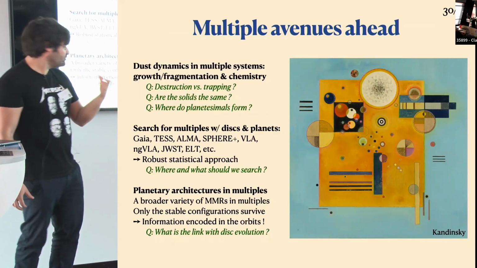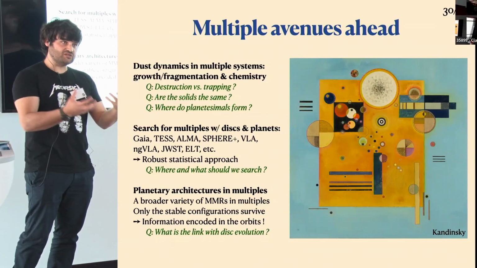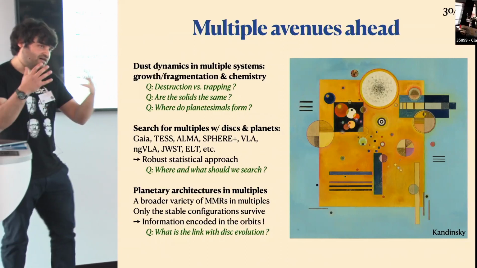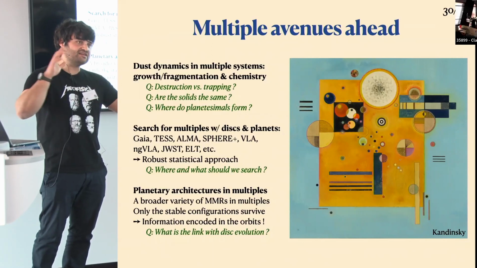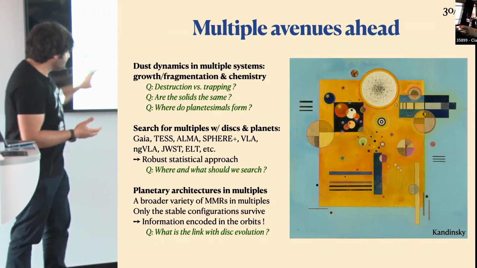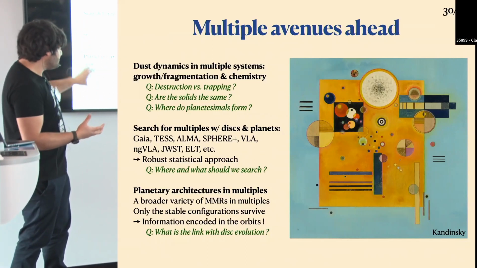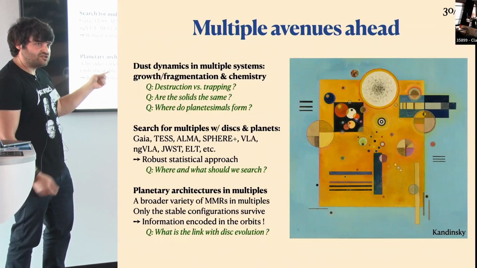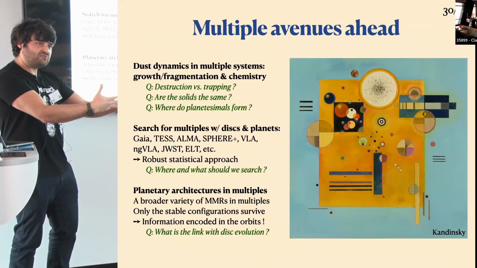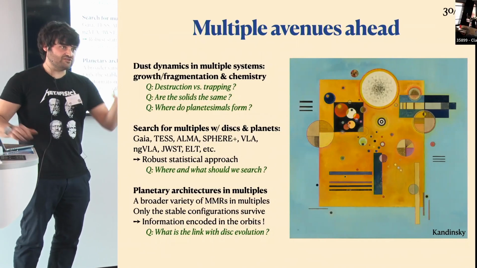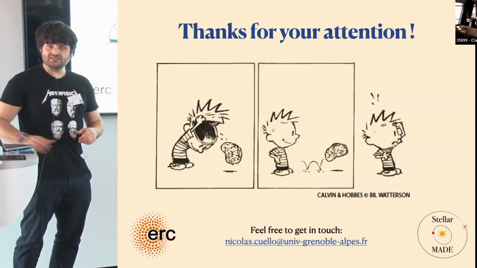And since there is a broader variety of mean-motion resonances in multiple stellar systems, there are things which are drastically different from what would happen in a single stellar system, as in the solar system. And this, again, is kind of an open question. Many people are working on this. But where I think we can do something is to try to connect what we expect to happen in the disk phase to what will be observed for the planetary architecture. And with this, I conclude.